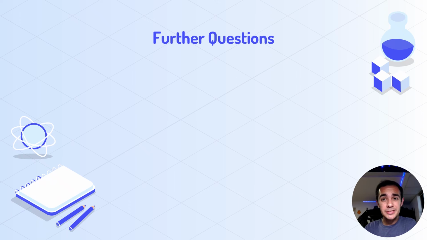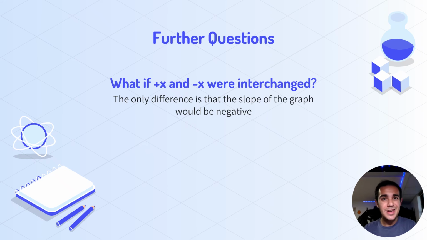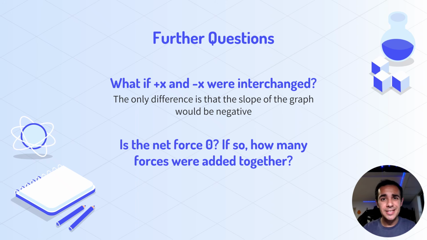Let's dive a bit deeper into the data with some further questions. First up, what if the positive x and negative x axes were interchanged? Well, honestly, nothing would happen except the slope of our graph would now be negative, but all the physics is going to stay the same.